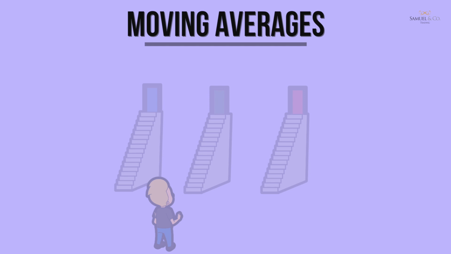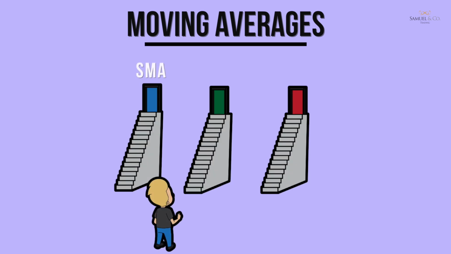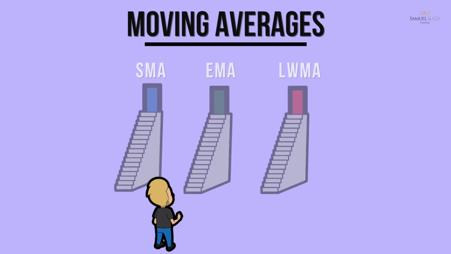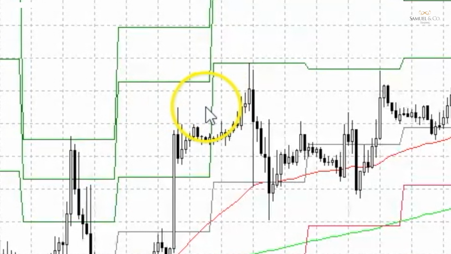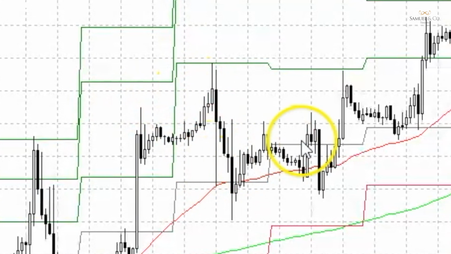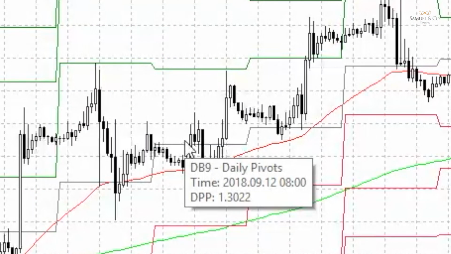Hey guys, in this video we're going to be speaking about moving averages or MAs. It's a very popular indicator used in technical analysis, used to help smooth out price action by filtering out any noise in the market from random price fluctuations. And this is what it looks like.